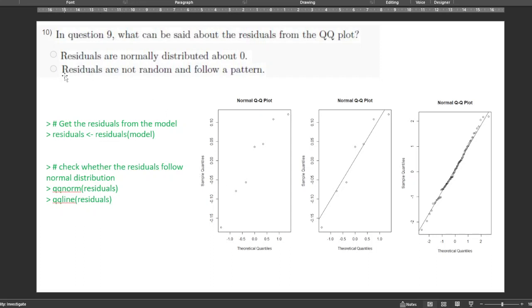So if you take this question, there are options, right? The residuals are normally distributed about 0. As we have seen in the previous questions, normally distributed about 0 should look like this kind of plot, but here it is scattered. So the residuals are not random, that is sure, because they have some pattern. I have used this QQ line to give the reference. From this reference, you can see they are close to normal, but they are not random. They follow a pattern. So this is the answer.